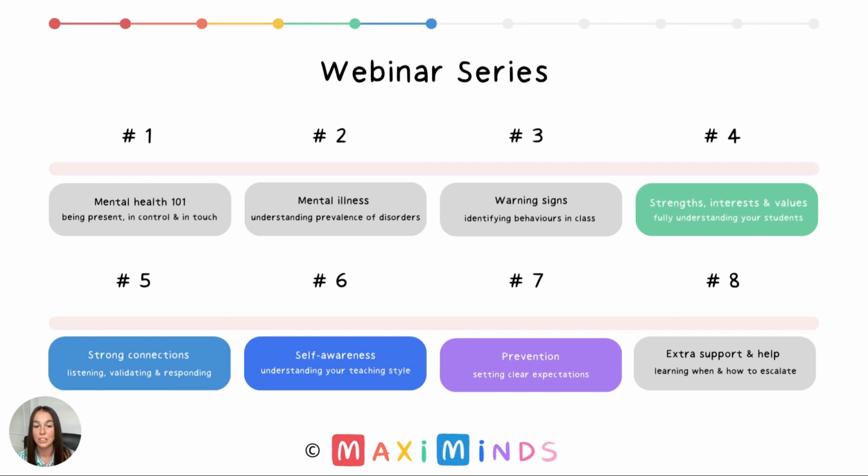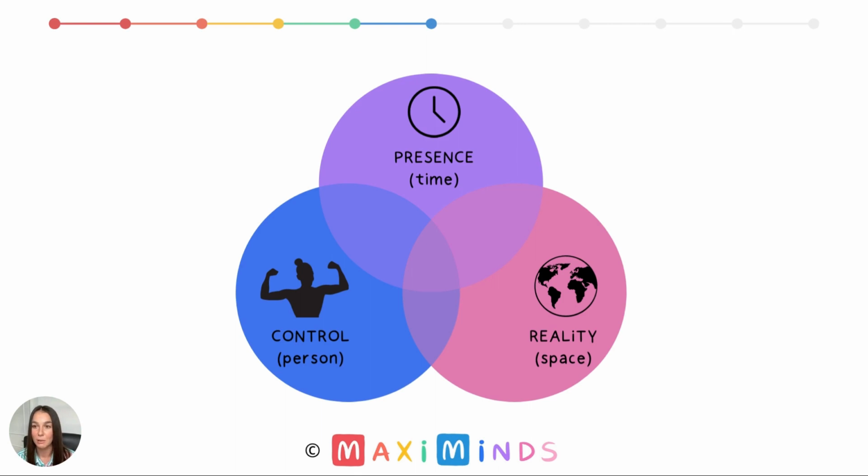But what I did want to do, given I've given you now this framework that we use already, I wanted to give you some practical strategies based on these 3 dimensions that I showed you earlier. So about being in control, being in the present moment, and also being in touch with reality. What are things that you can do to do this? Because this is all quite theoretical for now, but what does that actually look like?